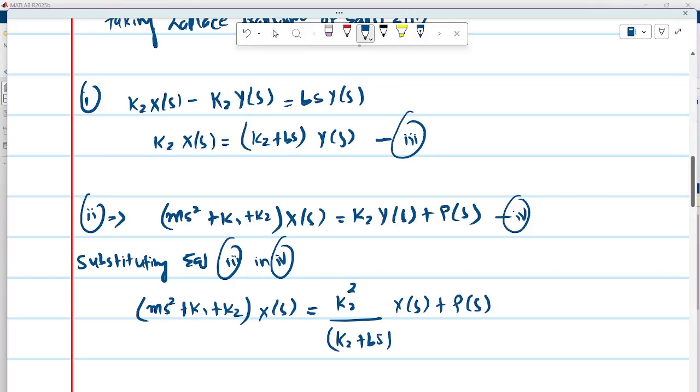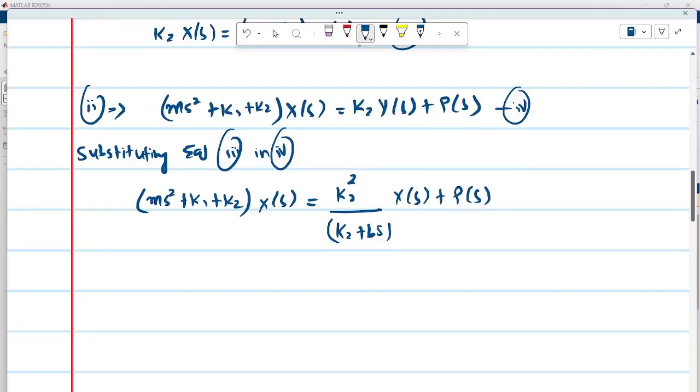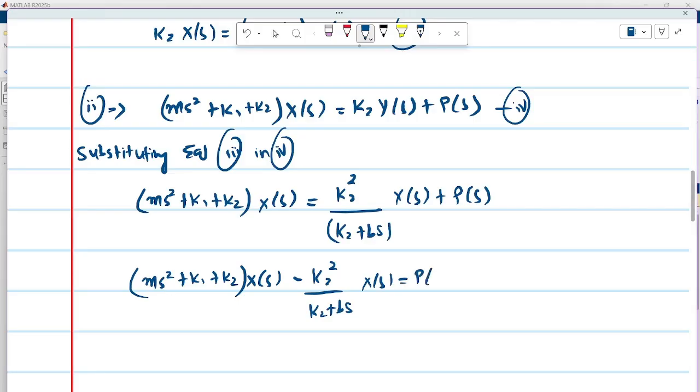Now what is a transfer function? That is the Laplace transform of output over input. So we know the output is X of s, the input is P of s. So first segregate them and then we can make the ratio. So take this on the other side, so we can arrange it like ms square plus k1 plus k2 minus k2 square over k2 plus bs into X of s equals.